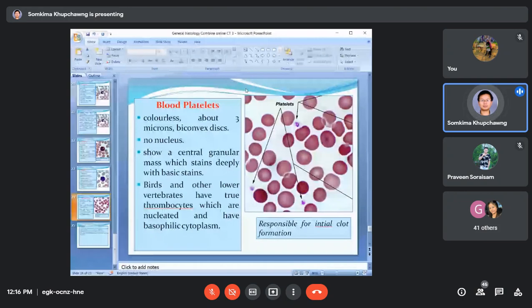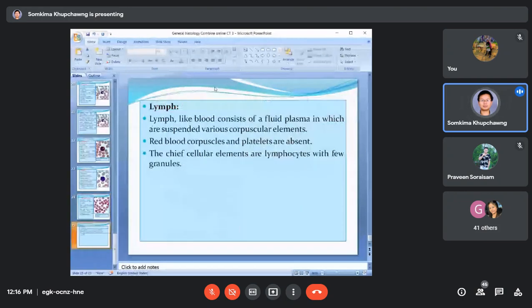And then last is the lymph. Lymph, like blood, consists of a fluid plasma in which are suspended various corpuscular elements. Red blood corpuscles and platelets are absent. The chief cellular elements are the lymphocytes with few granules. In the case of blood, we have RBC, WBC, and plasma. But in the case of lymph, RBC and platelets are absent. Among WBC, the chief cellular elements are the lymphocytes. Those are the main components of the lymph.